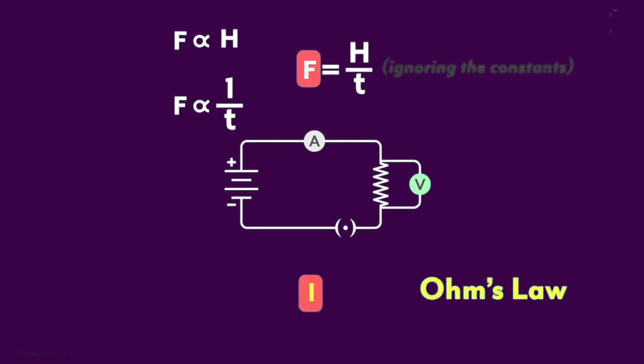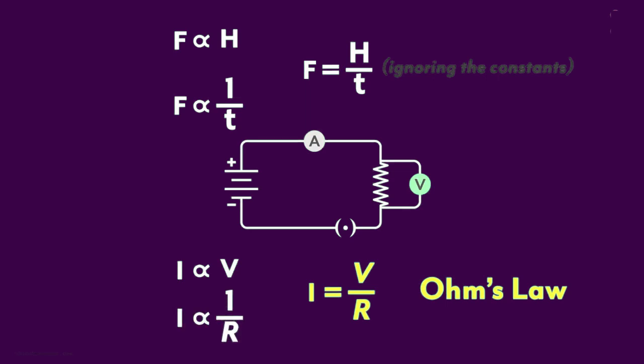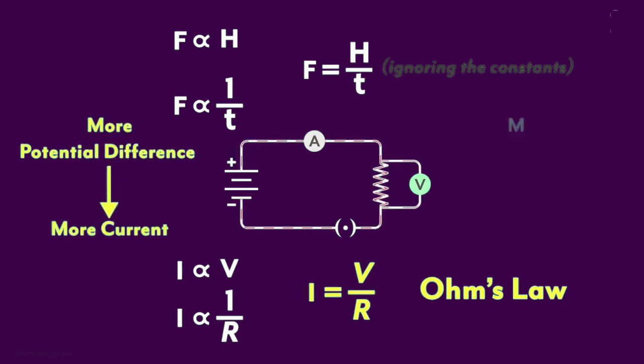The flow of water is analogous to current, the height difference is analogous to potential difference, and the thinness is analogous to resistance. The current is directly proportional to the potential difference and inversely proportional to the resistance. The more the potential difference, the more the current. The more the resistance, the lesser the current. This is assuming that other factors are constant.